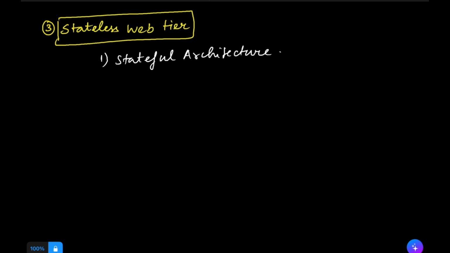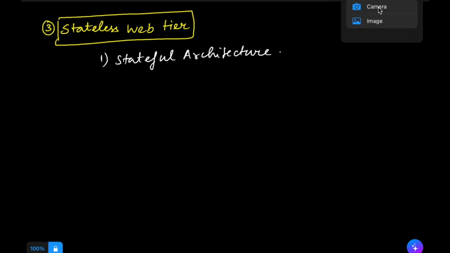So what is a state? Basically, it is client data which a server stores in its cache or in its memory to authenticate the user or to fulfill the request of a particular user. Let's understand this with the help of a diagram, so this would make the understanding more clear.